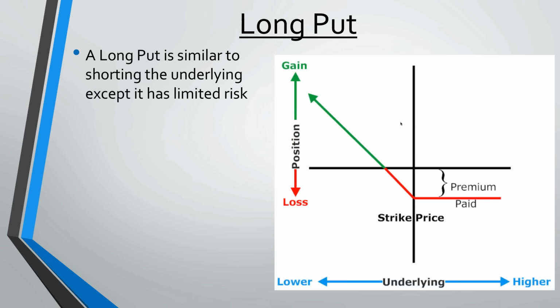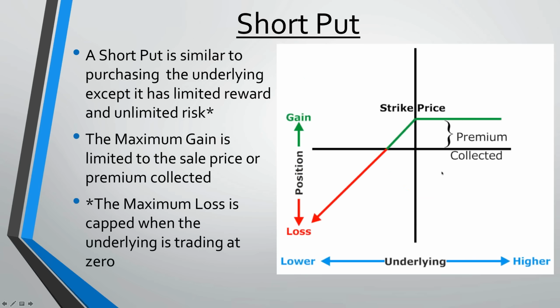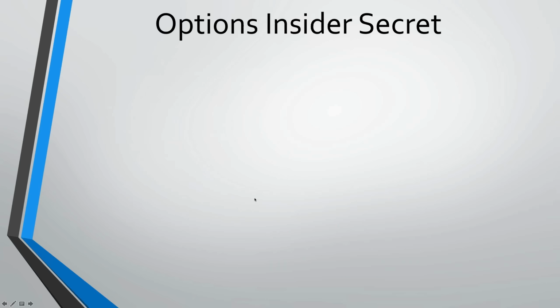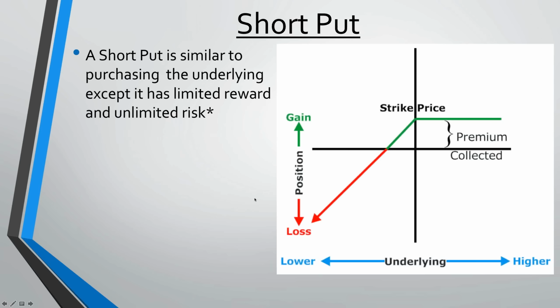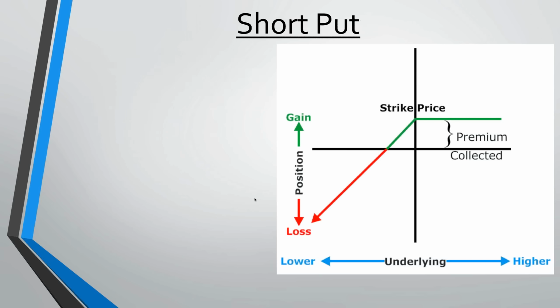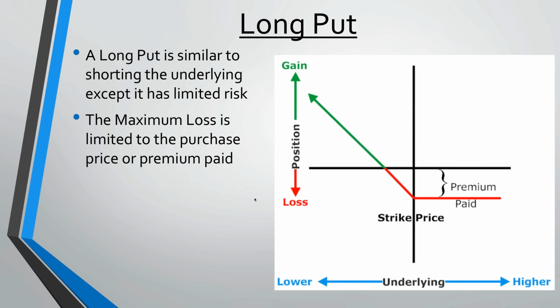So a long put is similar to shorting the underlying, except it has limited risk. What's the limited risk? Well, you're going to pay for this. You're going to be buying this option and you're going to have to pay for it. Whether it's $1, $2, whatever it is, you paid for it. So the maximum loss is limited to the purchase price or premium paid.